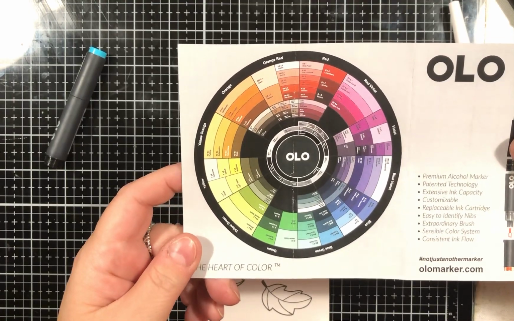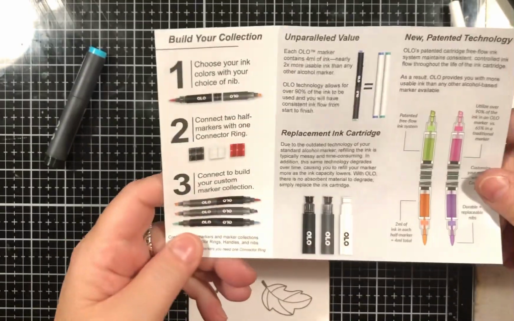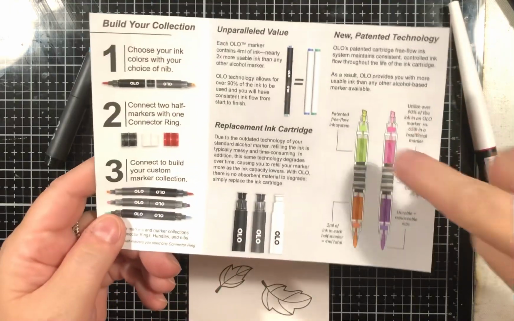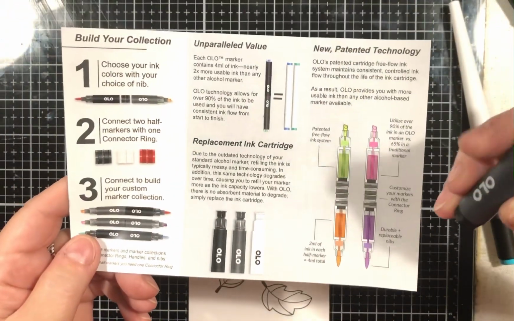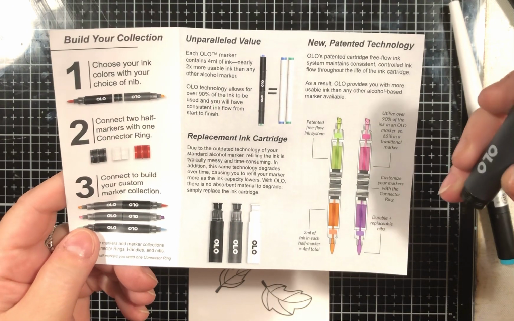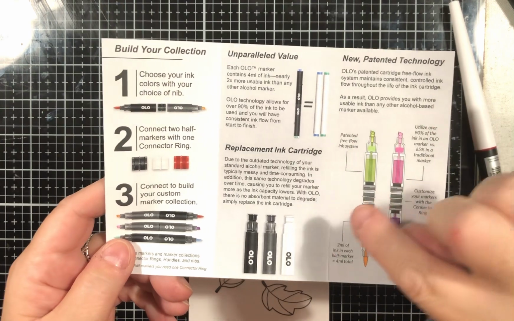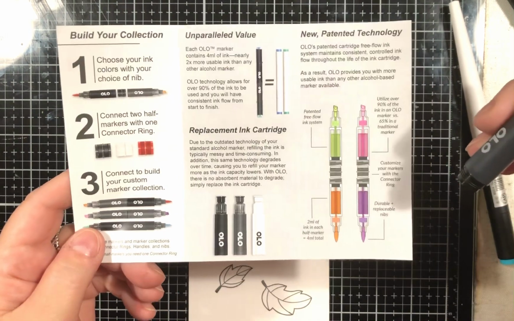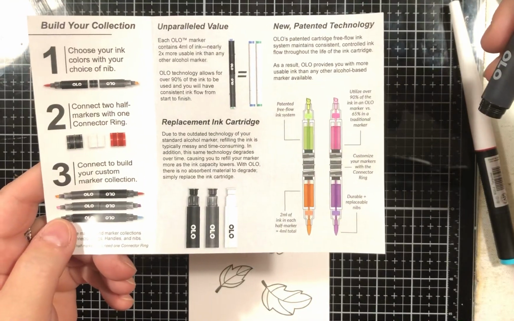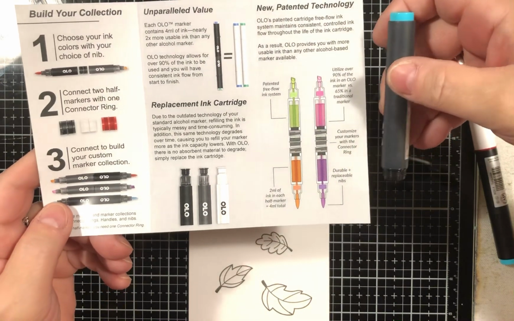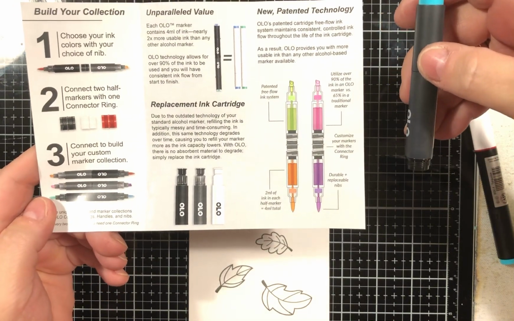So there are a lot of colors available, but what's interesting about these is that this is like a chamber in this marker that is filled with ink. So you can do a replacement cartridge, so you don't have to pour the ink in. You just put a cartridge in when you want to refill it. Okay, so that makes refilling the markers really easy.